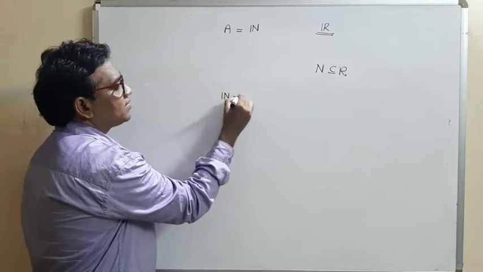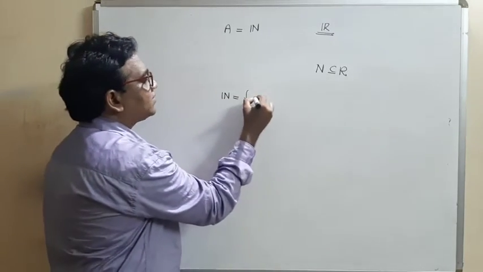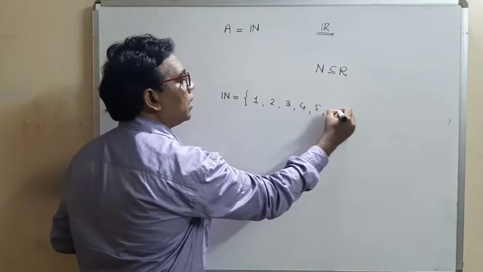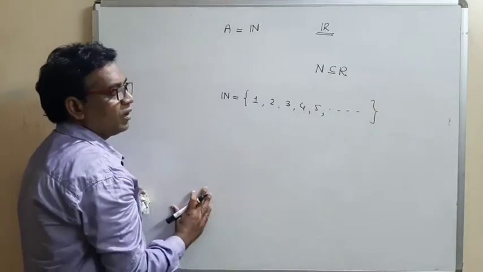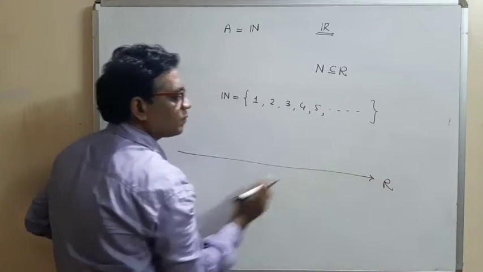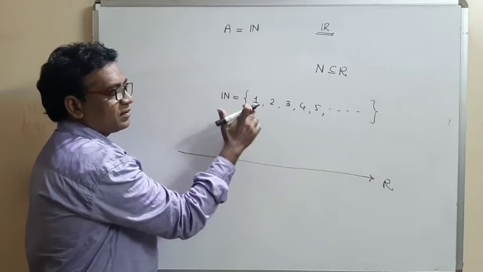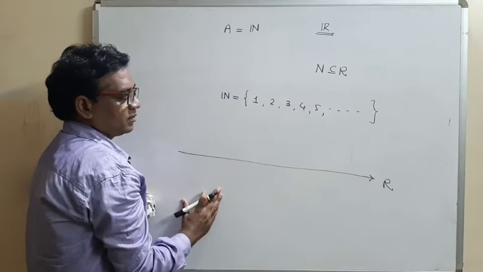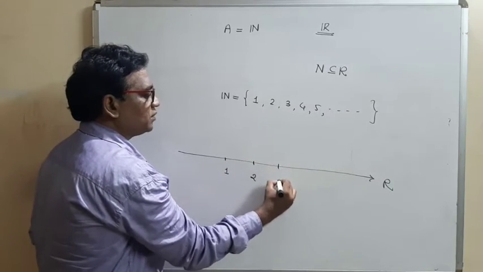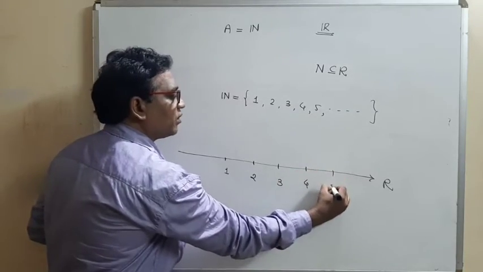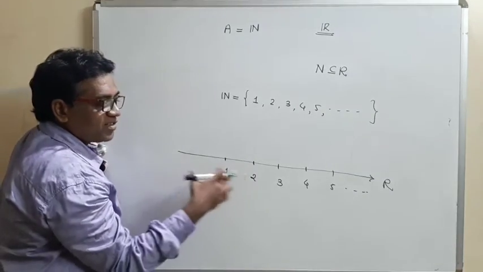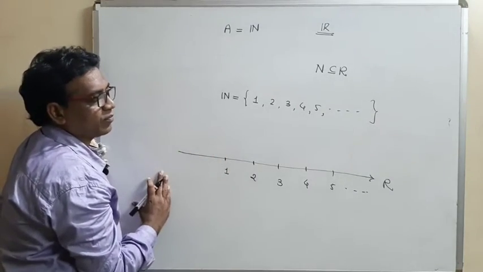Now say what is this set of natural numbers? Natural numbers means it contains the elements 1, 2, 3, 4, 5 up to infinity. Now this is our space R, this is our given space R, and this is the given set 1, 2, 3, 4 up to infinity. So if we draw these elements, suppose this is 1, this is 2, this is 3, this is 4, this is 5 and so on. These are the infinite elements. Now let us check these elements for the limit point.